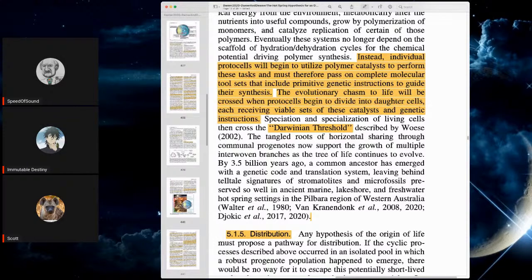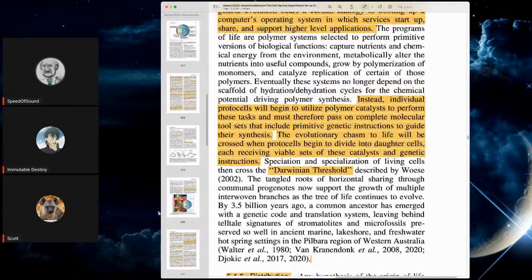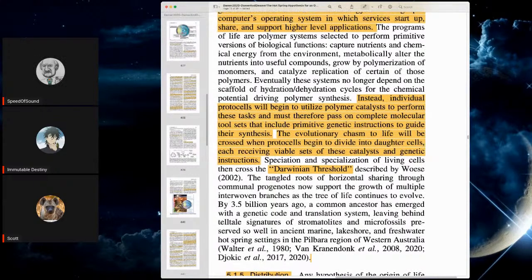Distribution. Okay. Well, let's not go there yet. So that's about 1 billion years, I think, is what they give themselves, right? Like 4.5 billion to 3.5 billion years ago.